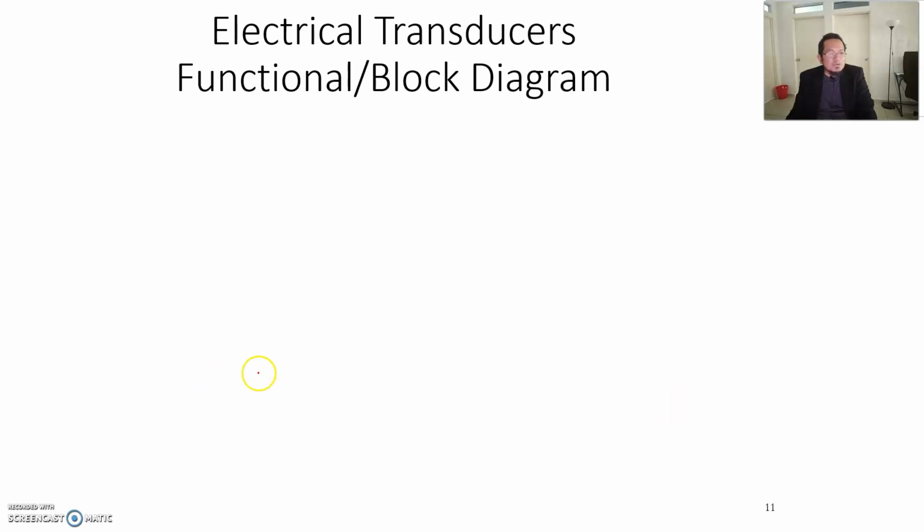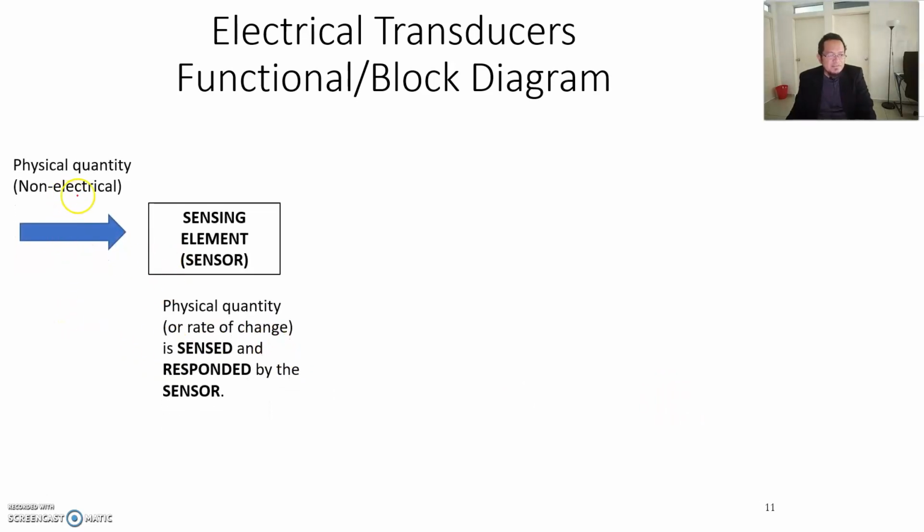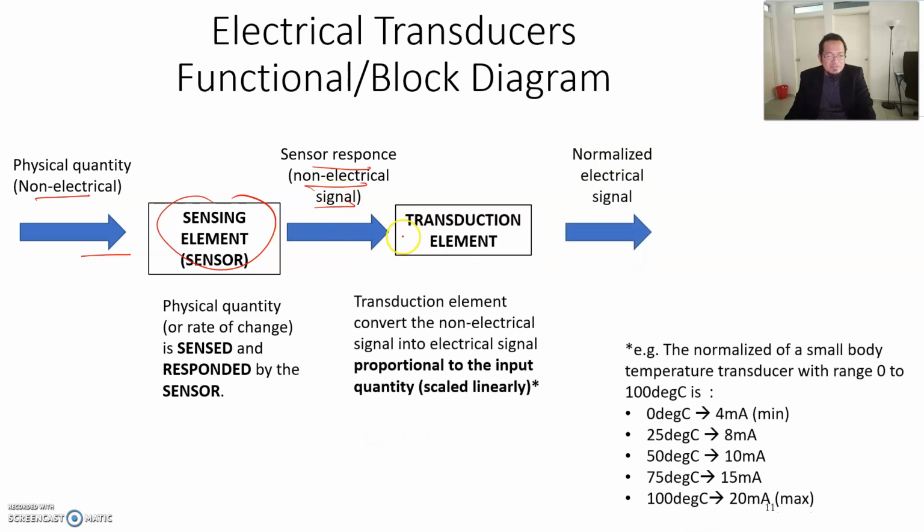So a block diagram is like this. You have a physical or non-electrical quantity. It is sensed by the sensing element, which can be anything like a thermistor. It is sensed and responded to by the sensor, which means it will produce some non-electrical output. Then this output is sent to the transduction element. That's where the word transducer comes from. Basically, it's transduced: it converts this non-electrical signal into an electrical signal proportional to the input quantity, because some data manipulation is done in that element.